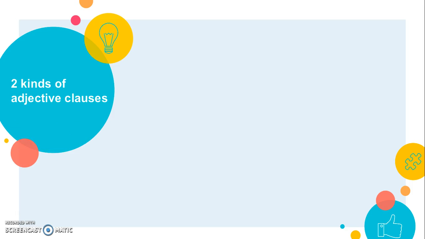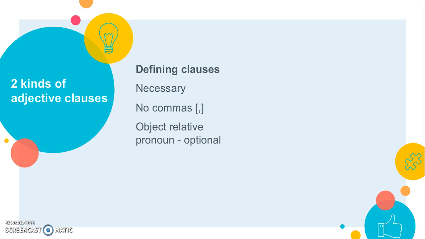There are 2 kinds of adjective clauses. What are they? Did you write down defining and non-defining? Very good. For defining clauses, we use them when they are necessary because the nouns that we modify are unclear or indefinite. We don't use any commas in this clause. And the object's relative pronouns are optional.